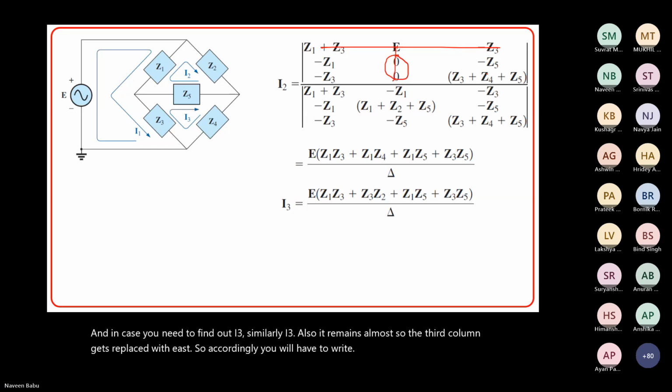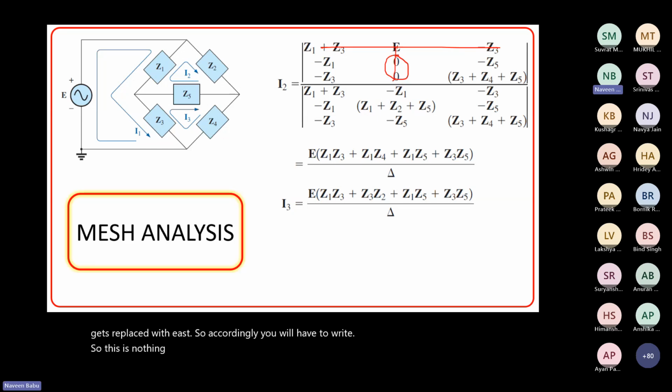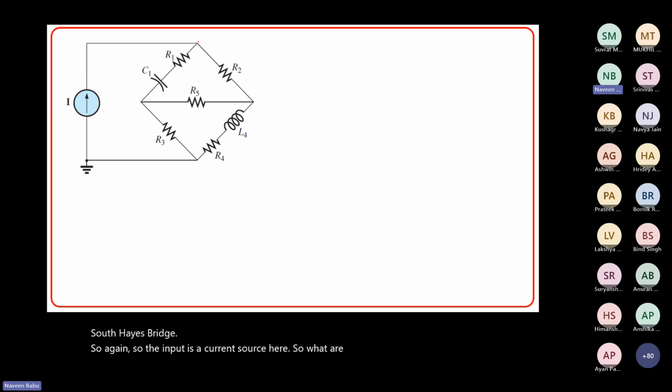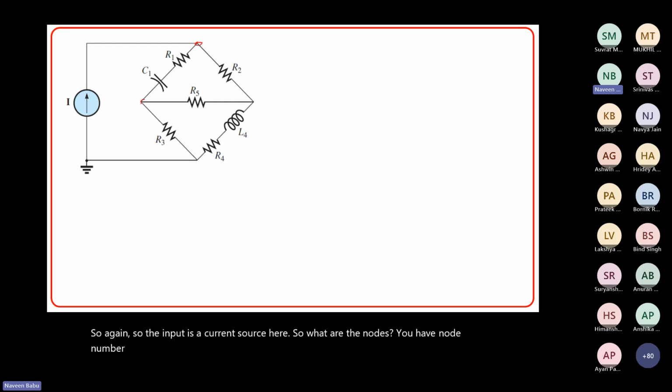So this is nothing but your mesh analysis. The same problem you can do using nodal analysis also. So let me take another bridge network. This particular bridge network is known as a Hayes bridge, H-a-y-e-s, Hayes bridge. Again, the input is a current source here. What are the nodes? You have node number 1, node number 2, node number 3, and node number 4. So these are the 4 nodes here.